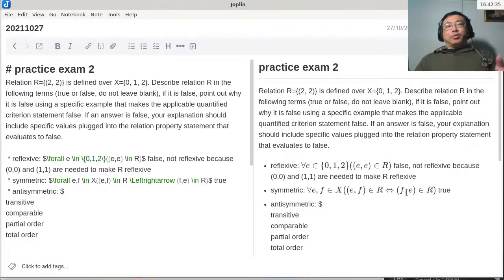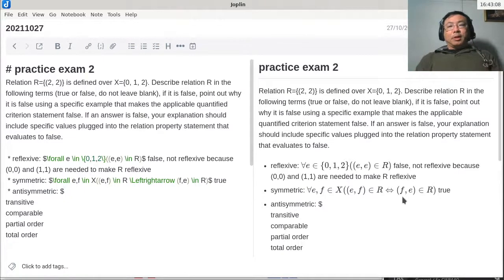What if E is 1 and F is 2? Well, then they're both missing, right? Because 1, 2 is not in R, but 2, 1 is not in R either. So with if and only if, as long as the left-hand side and the right-hand side are both true, the if and only if is true. If they're both false, then the if and only if is also true. So we are good here. This goes all the way back to what is if and only if.